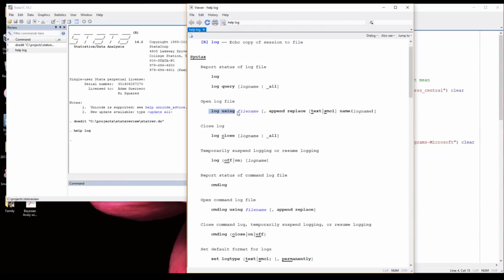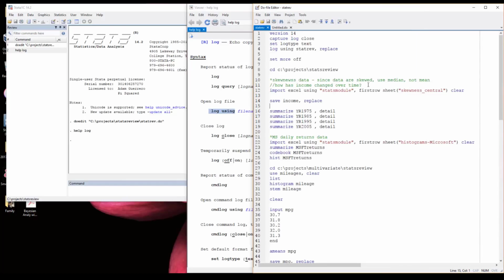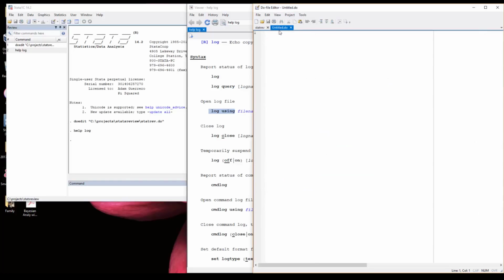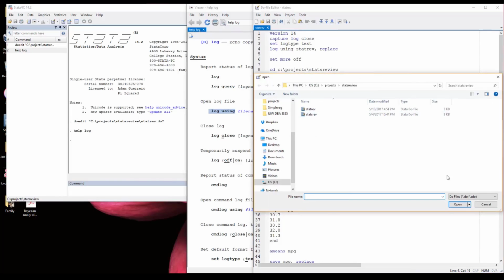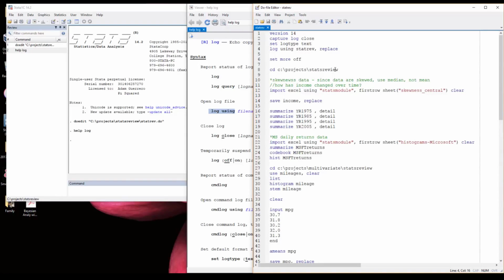We're using log using the name of the file. The name of our log file is stat review, not stats review, it's stat review, because I'm working in my stat review.do file that I created. You can create a new do file just by clicking on this tab and writing away, or just going to File and Open. And you can start a new do file.